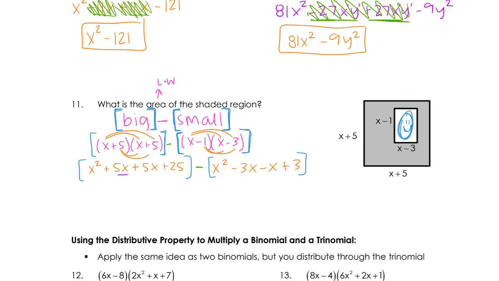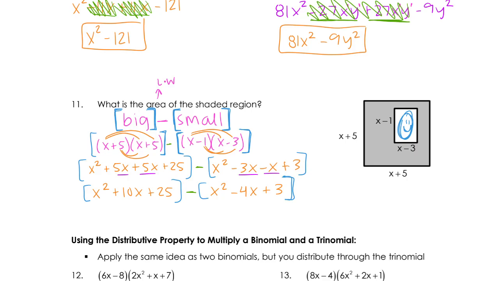Don't forget our next step is to combine like terms inside each of the brackets separately. So when I do that on my first big rectangle, I get x squared plus 10x plus 25. And we're still keeping those big brackets there. Big minus sign. Start my next bracket. I have x squared, negative 3x and negative x makes negative 4x. And then plus 3. Go ahead and close that bracket. Now there's nothing else I can do inside of the big rectangle and nothing else I can do inside of the small rectangle.